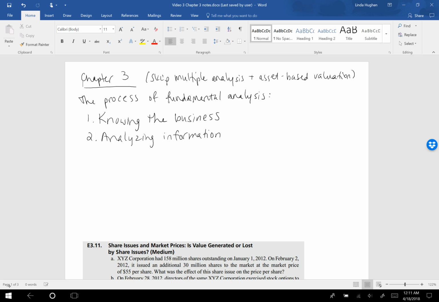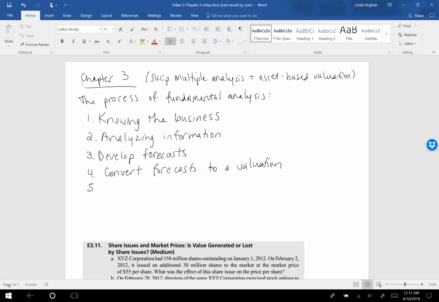Information we're going to be primarily concerned with is the financial statements, but of course we also want to analyze information outside of those financial statements. Third step is to develop forecasts. What we do is use those financial statements for recent periods to help predict financial statements in the future periods. Step 4 is convert those forecasts from step 3 to a valuation.